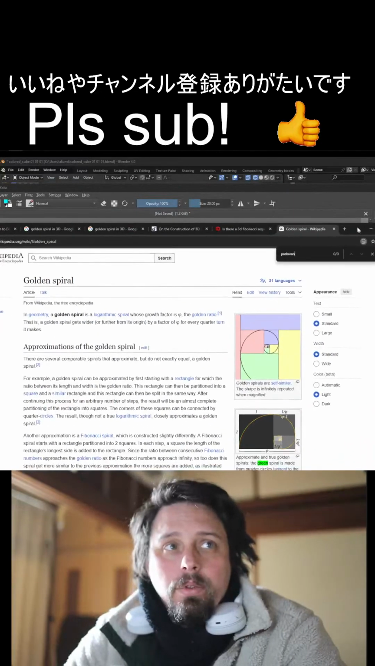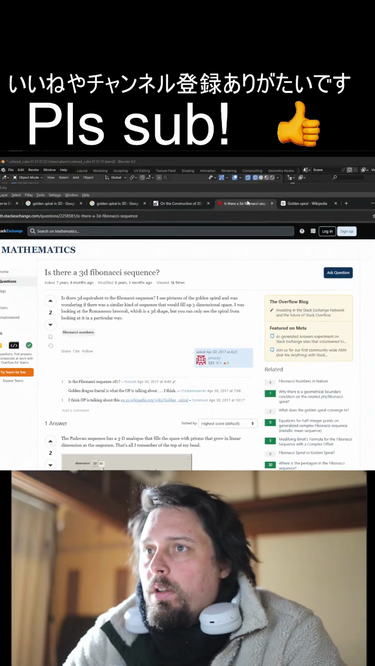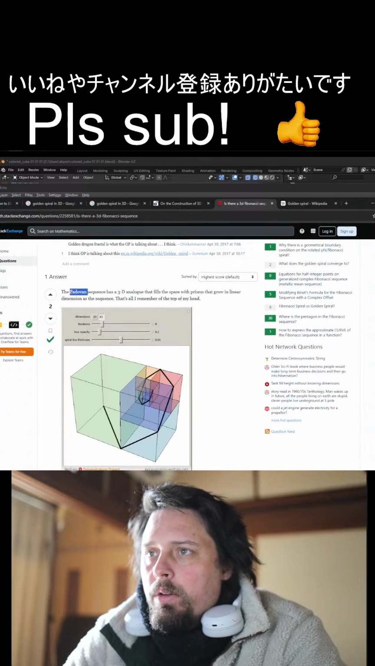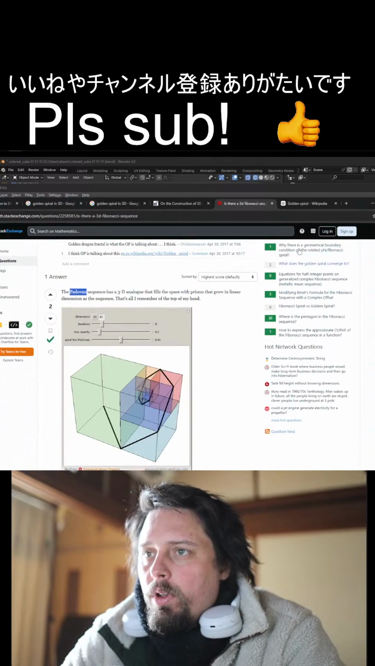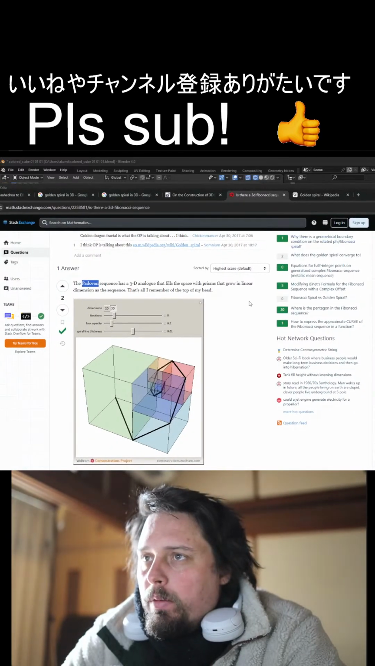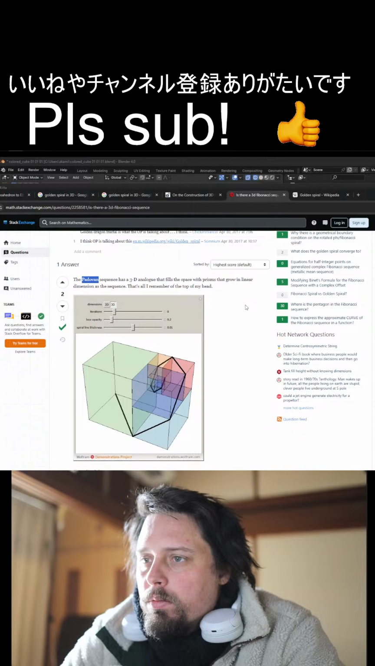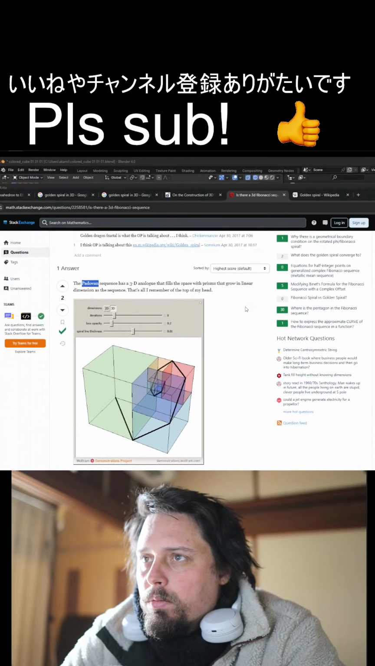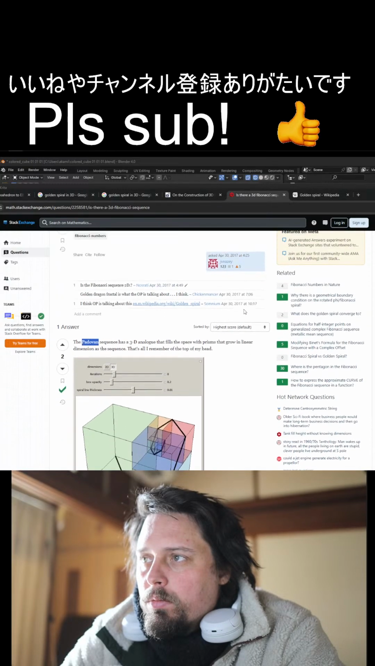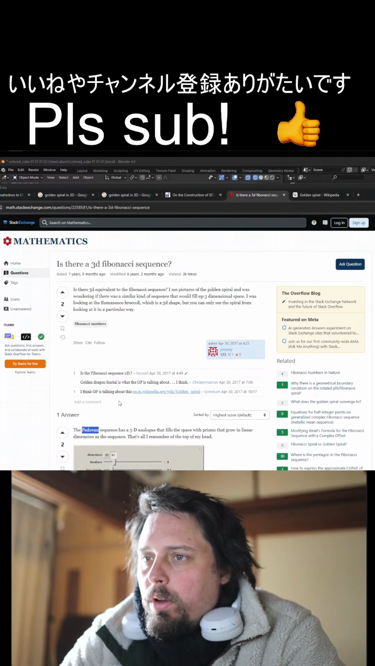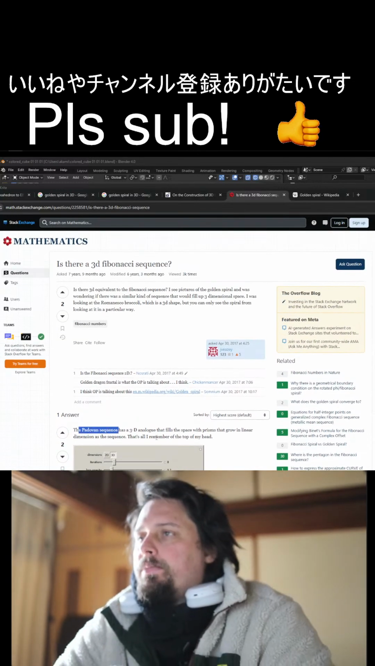Interesting. Nothing comes up when I search for Padovan. But there's the Padovan sequence. It's my first time hearing that. Padovan sequence. So I'm going to study that. Figure out what that is.